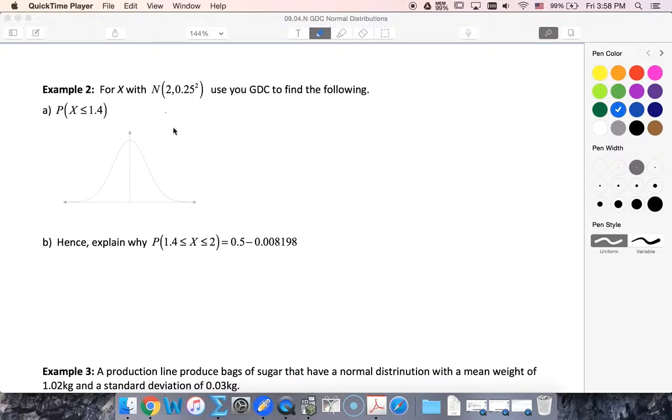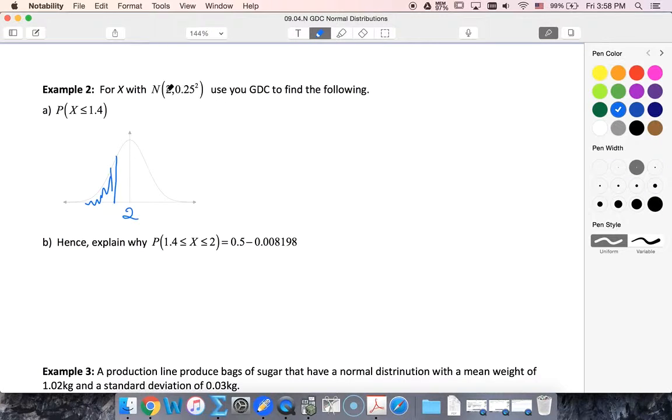So now I've got a mean of 2, a standard deviation of 0.25. This low standard deviation tells me that my graph is going to be pretty tall, and I want the probability that x is less than 1.4, so 1.4 will be somewhere over here. So I'm looking for this probability.